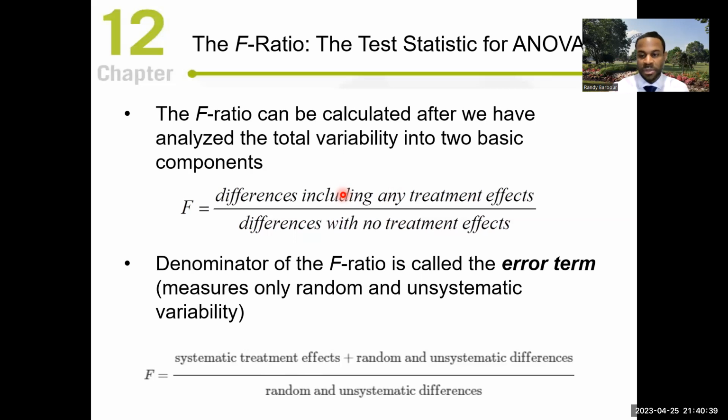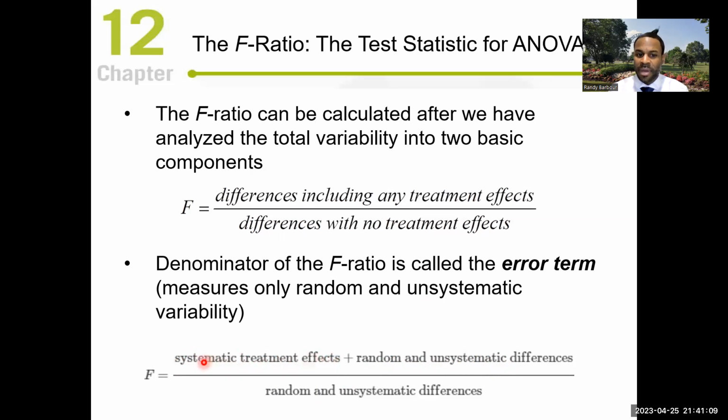The numerator is where you start to see the between group variance, and whether there is a significant difference in that between group variance. We're going to see if the F ratio is at a particular number, then we can see if it's significant or not, okay? But again, the numerator includes systematic treatment effects and also the random and unsystematic differences. So essentially, the systematic treatment effects are going to make the difference in our ratio.